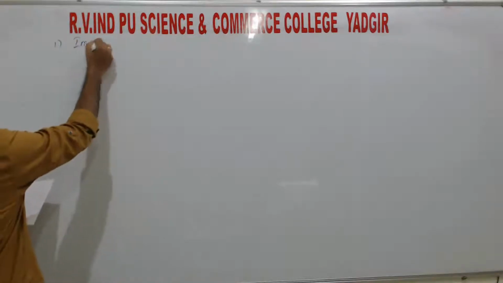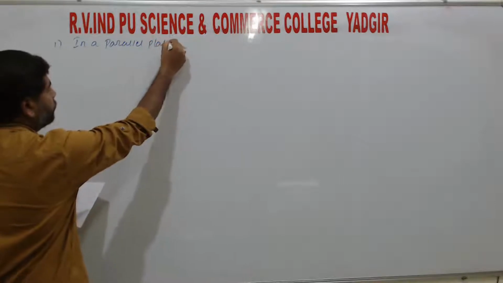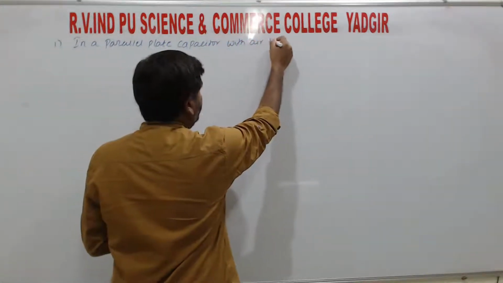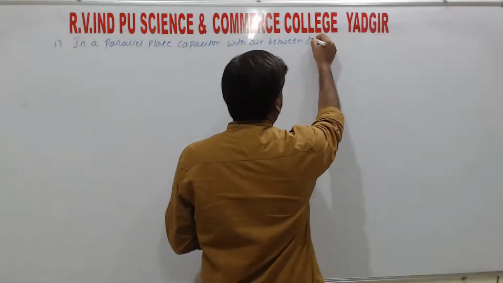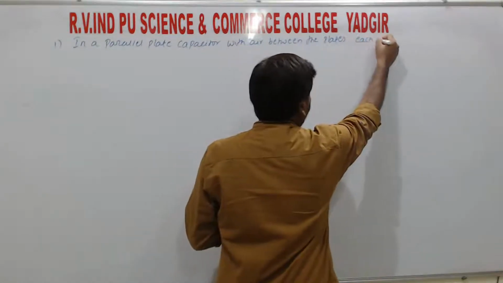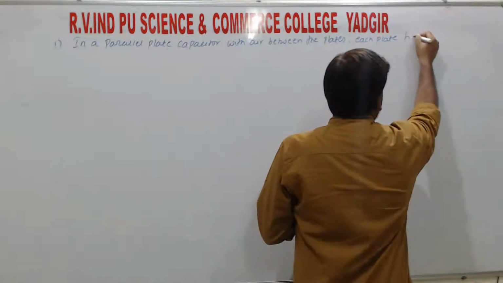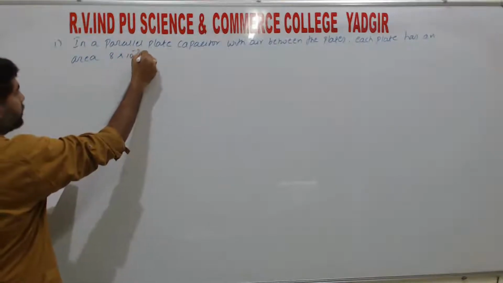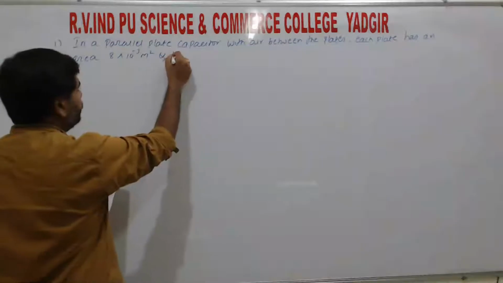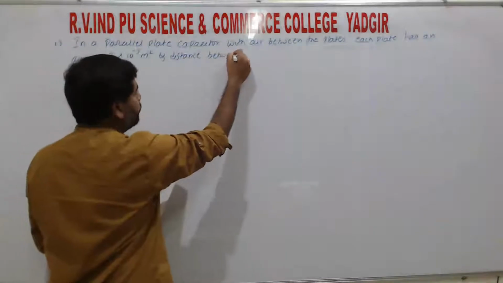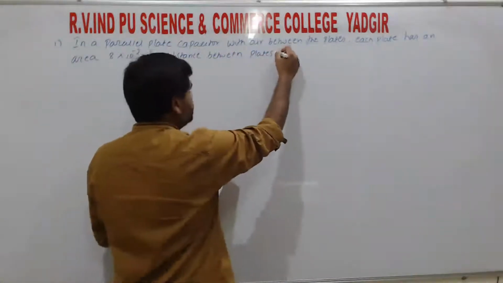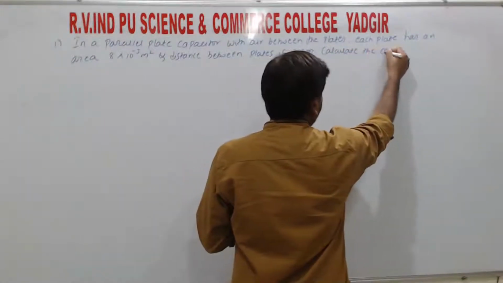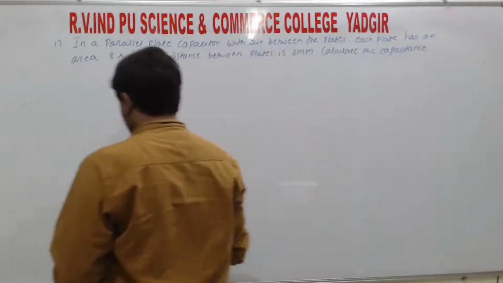In a parallel plate capacitor with air between the plates, each plate has an area of 8 into 10 to the power of minus 3 meter square, and the distance between the plates is 2 millimeter. Calculate the capacitance of the capacitor.